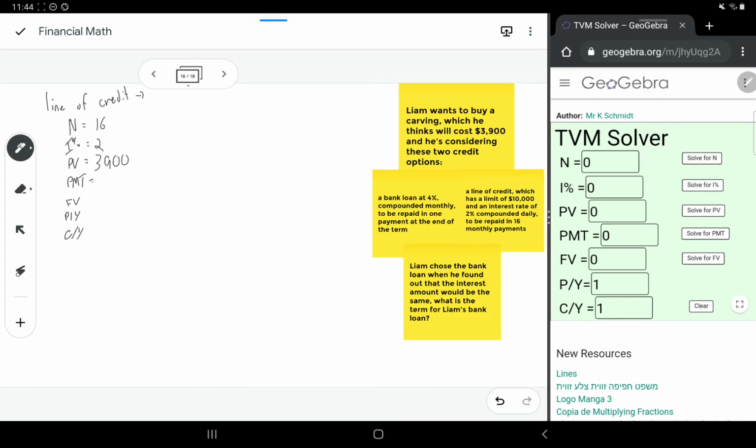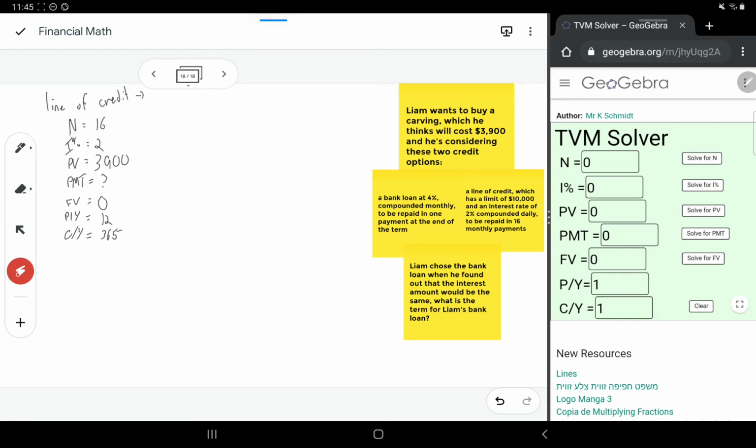Payments, we're not told what the payments are. We're told that there are 16 of them, but we don't know how much each payment is worth. That's a question mark. Future value, eventually we want to pay this down to 0. We want to pay it all back. Payments per year, the payments are monthly, so it's 12. And compounds per year, it says it is compounded daily, so 365 days in a year. So it looks like we're solving for payments, which makes sense since we have to find the interest, which means we need to know how much they paid for how long.